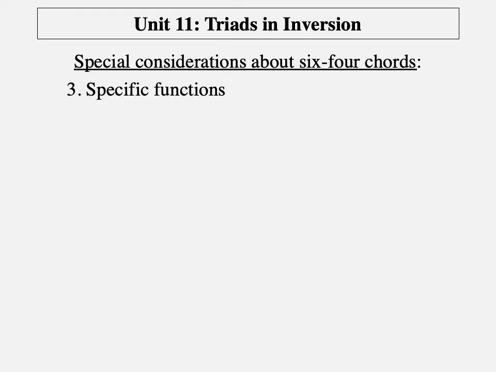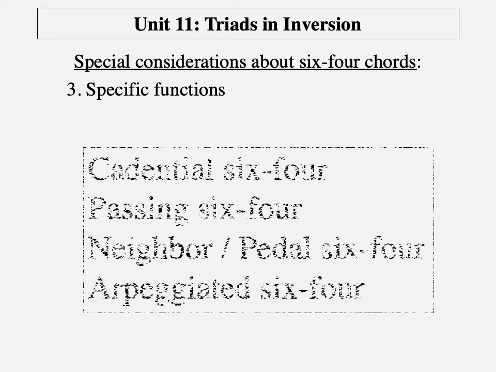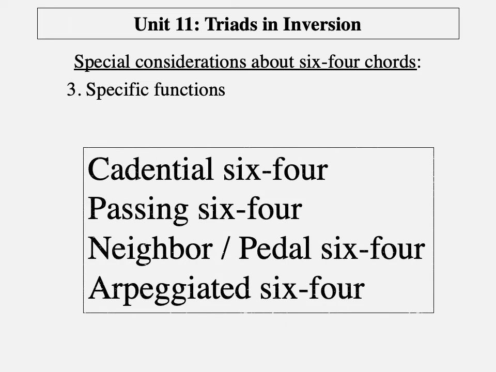And finally, second inversion triads have specific roles they fulfill in music. There are 4 functions we find second inversion chords happening. These are the so-called cadential 6/4 chord, the passing 6/4 chord, the neighbor or the pedal 6/4 chord, and the arpeggiated 6/4 chord.